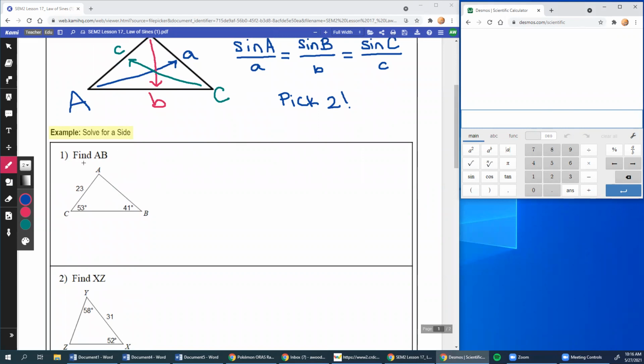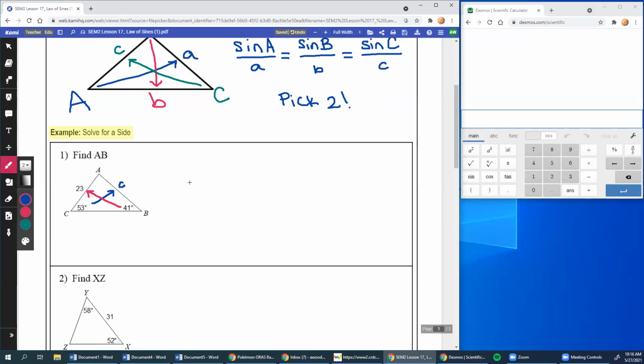So here we want to find side AB. We locate AB on our triangle, which is this side length here. Now to label it, I look at, well, what angle is opposite? And it is angle C. So I'm going to label this c. So here, 53 degrees goes with side c. Next, we take a look at what other angle we have, and does it have a side opposite? Yes, it does. 41 degrees goes with 23.